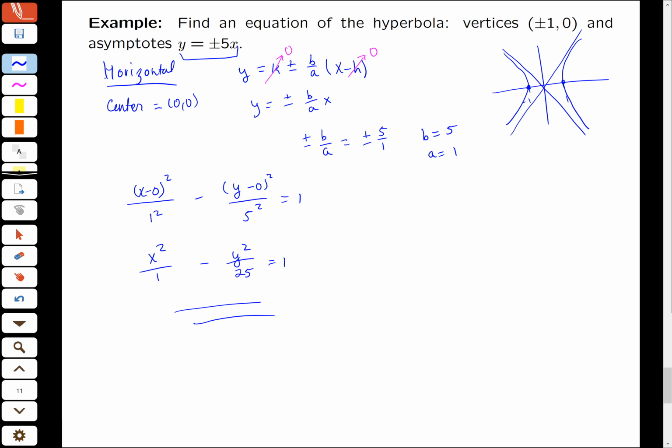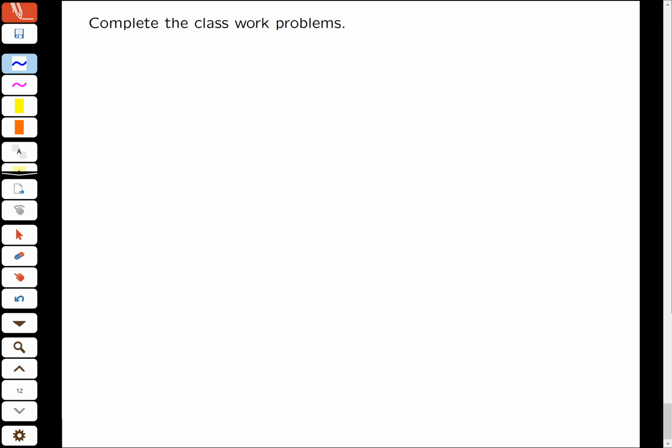Any questions on that? Yeah. You have to see whether your vertices are above each other, that would be vertical, or across from each other, that's horizontal. So that's the only way to tell. Any other questions? Okay. You have some classwork problems to look at. Let me stop the recorder.